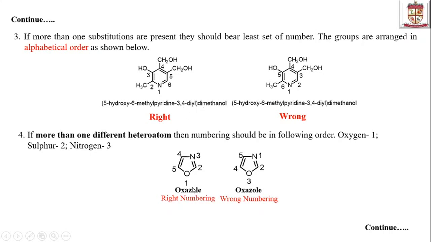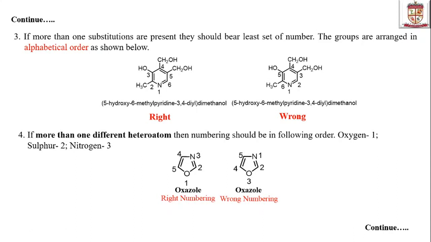That means, let's take the example of oxazole, which is the 5-member ring that carries 2 heteroatoms. First one is your oxygen, then the nitrogen. In that, the oxazole carries oxygen and nitrogen. The numbering should be as follows.